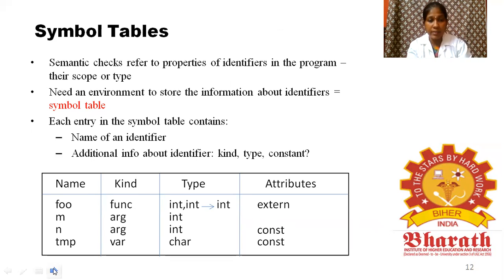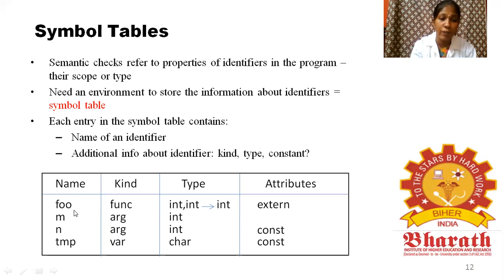So this is an example of the symbol table. Semantic checks refer to the properties of the identifiers in the program. The identifiers should be stored in an environment, and that environment is what we call a symbol table. The symbol table always contains the information of the program. An entry in a symbol table contains the name of an identifier and additional info like kind, type, constant, attributes, etc. I have given a set of examples for name, kind, type, and attributes.